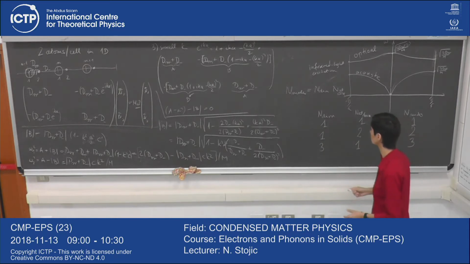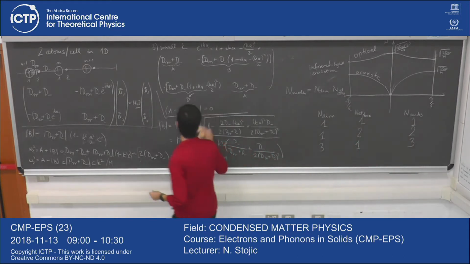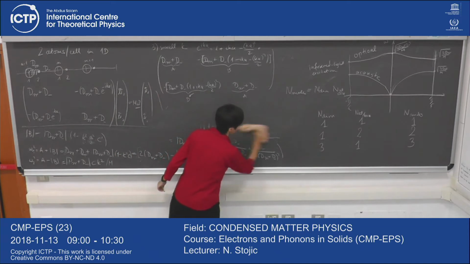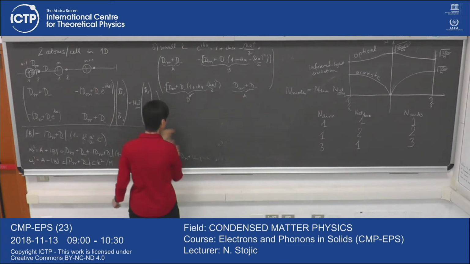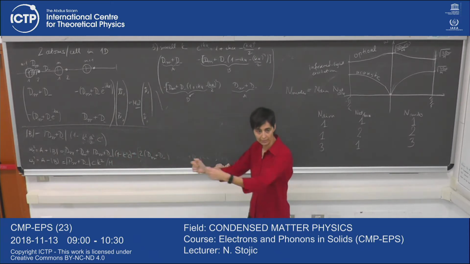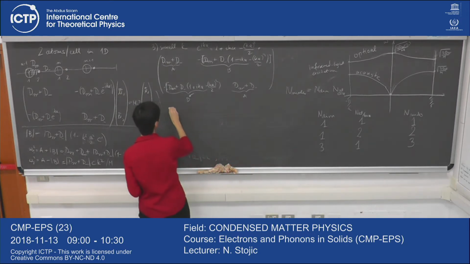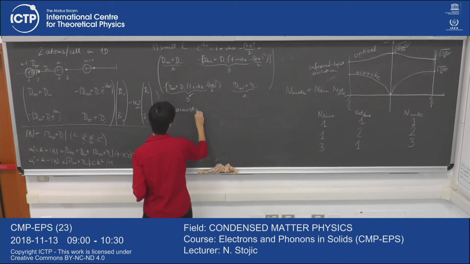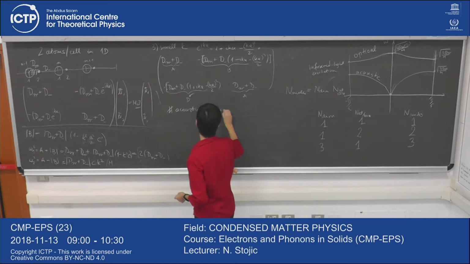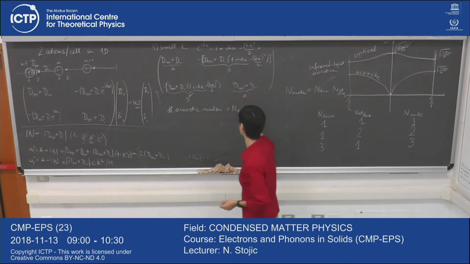So number of acoustic modes, because it shows how many center of mass degrees of freedom you can have. Number of acoustic modes is n dimension.